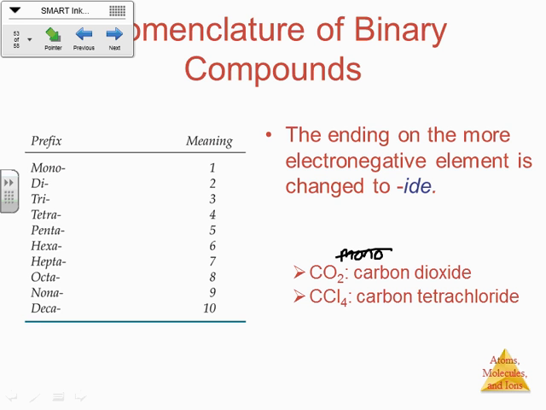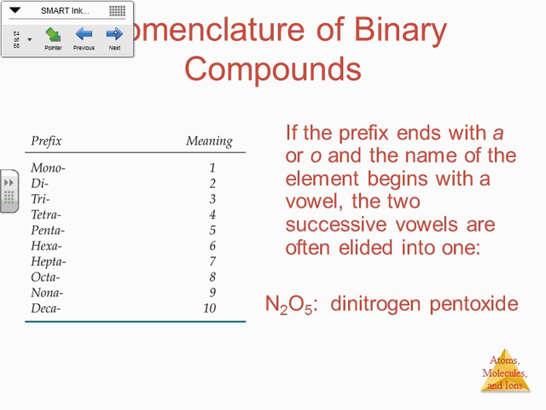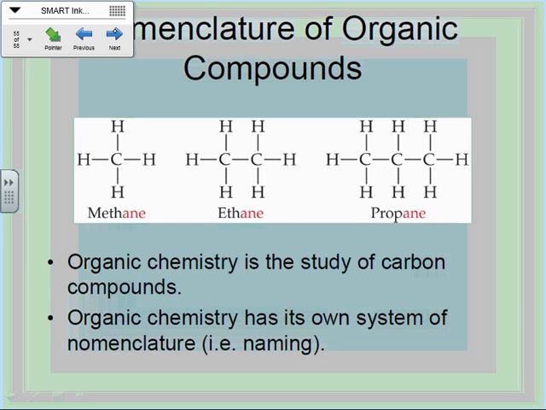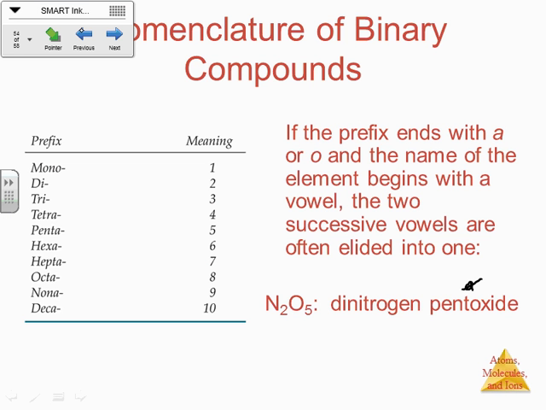Okay? If the prefix ends with an O or an A, then a lot of times, just to make it sound a little bit better, we'll drop one of those vowels. So dinitrogen, it should be pentaoxide. We drop the A because that sounds kind of awkward when we say it. So pentoxide is what that becomes. Not a big deal, I don't think, if you forget that, but that's the way it's usually done. Oh, let's go back for a second.